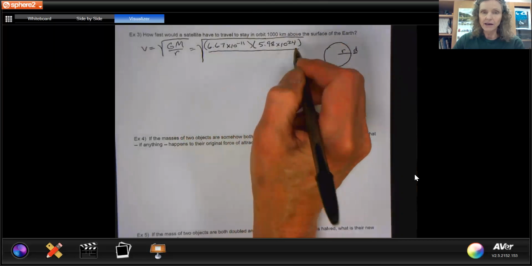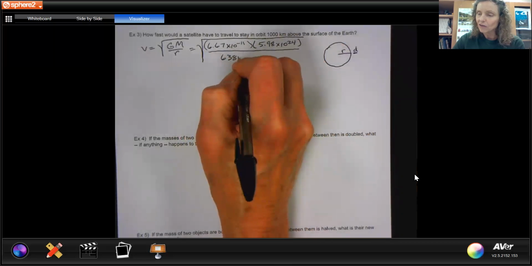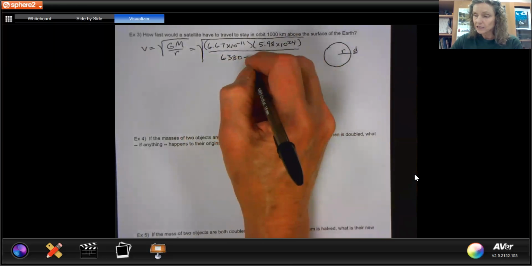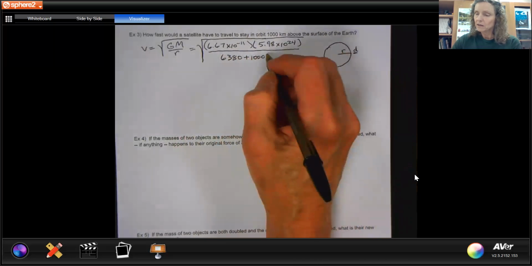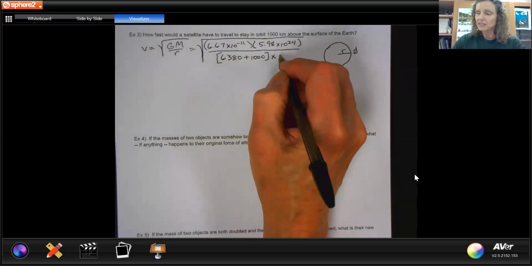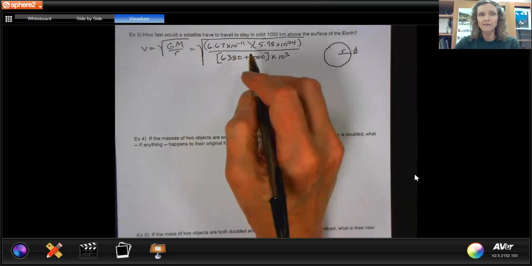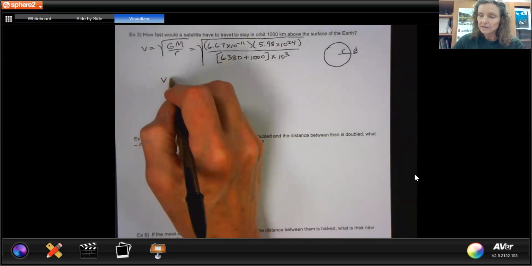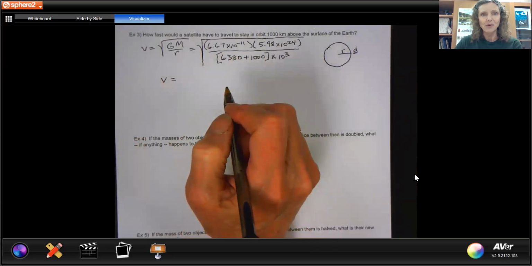Divided by, and now I have to think about this distance again, 6,380 kilometers for the radial distance here, plus an additional 1,000 kilometers for the distance above the surface. I'm going to take that quantity and multiply it times 10 to the 3rd, because kilo, that's what it means. So now I have everything in the standard units and I have meters. So please feel free to hit pause and put that in your calculator. I'm about to write the answer, so go ahead and hit pause and try yourself.